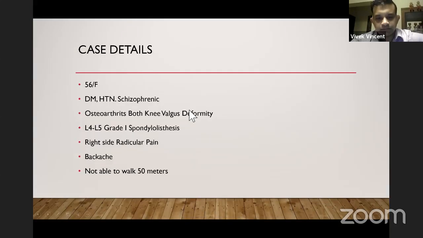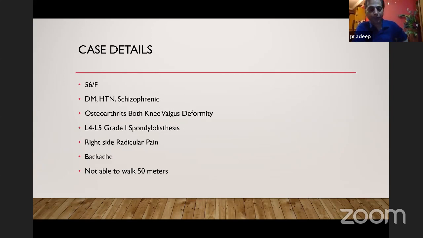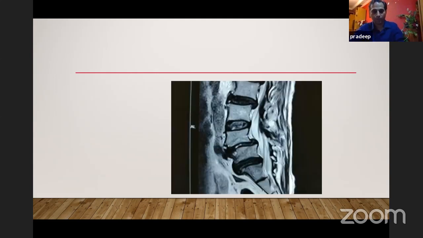So this lady, 56-year-old, with diabetes, hypertension, and mild schizophrenia, was having osteoarthritis of both knees with valgus deformity, and a grade 1 to 2 L4-5 spondylolisthesis, a straightforward case for any TLIF. So this is the pre-op MRI, which shows the listhesis. This is superior-inferior collapse causing some foraminal stenosis and lateral stenosis.